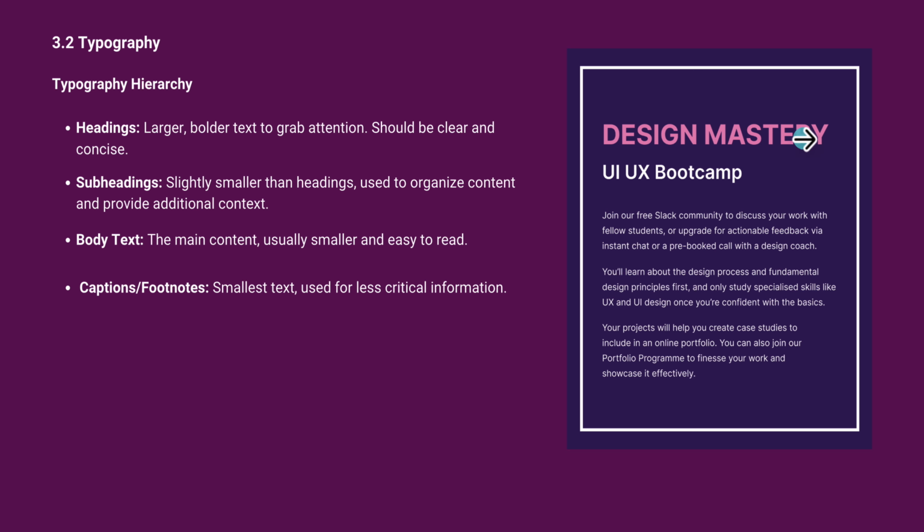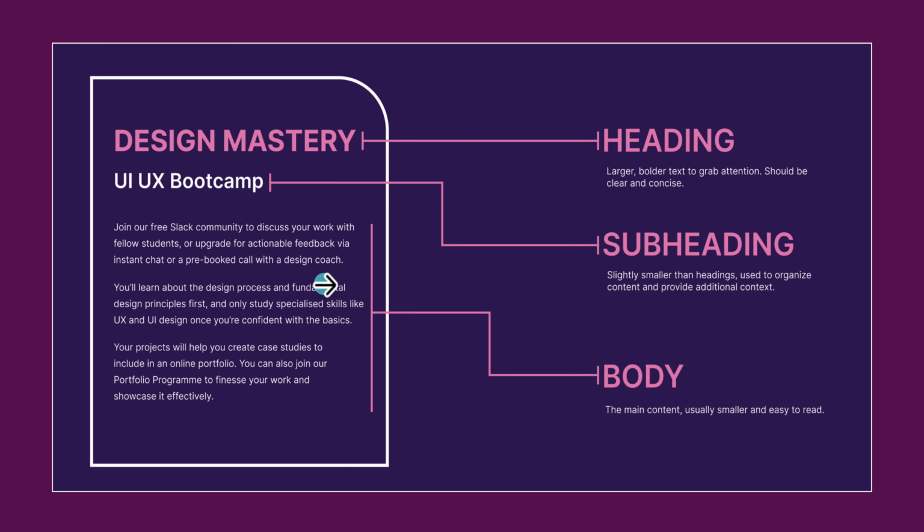So we have the DesignMastery. So to add more context to this, this is a UIUX bootcamp. We have the body text, which you can see here. The caption or the footnote is just the smallest text you can have in your design or in your project. So this is a visual representation of what we just covered: the heading, subheading, and the body. Let's jump back to Figma and see how we can practicalize or how we can create typography and also add the different typefaces we just learned.